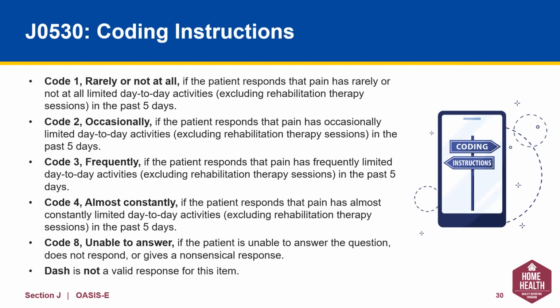When coding this item, you ask the patient, over the past 5 days, how often have you limited your day-to-day activities, excluding rehabilitation therapy sessions, because of pain? The response options are code 1, rarely or not at all, if the patient responds that pain has rarely or not at all limited day-to-day activities, excluding rehabilitation therapy sessions in the past 5 days. Code 2, occasionally, if the patient responds that pain has occasionally limited day-to-day activities, excluding rehabilitation therapy sessions in the past 5 days.